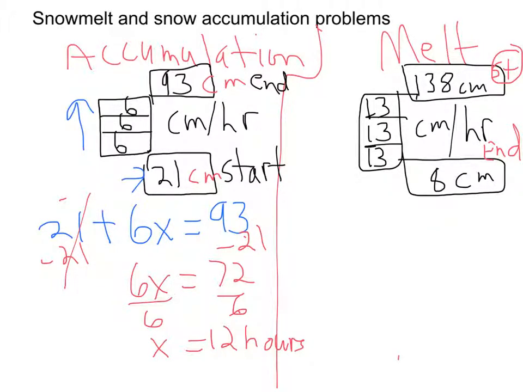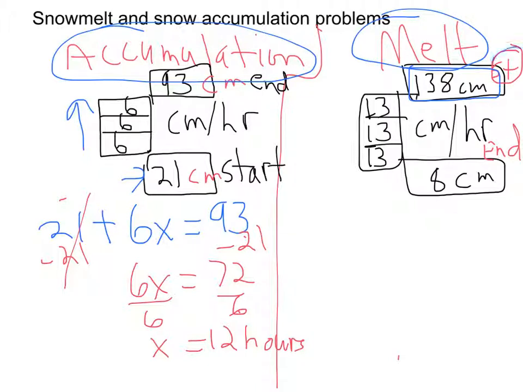Okay, so we've done our accumulation problem right here, and now we're going to do what happens when snow melts. So in this scenario, we're starting with 138 centimeters of snow on the ground. The weather is quite warm, so the snow is melting at a rate of 13 centimeters an hour, and we finish up with 8 centimeters at the very end of this period of melting.